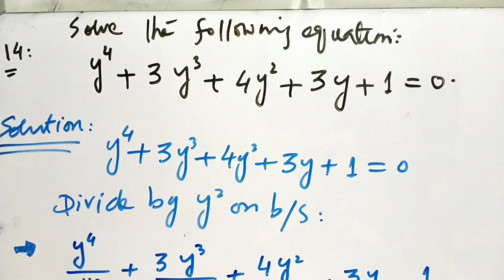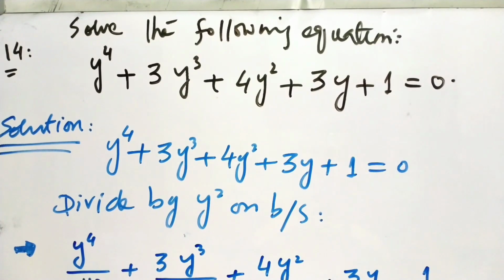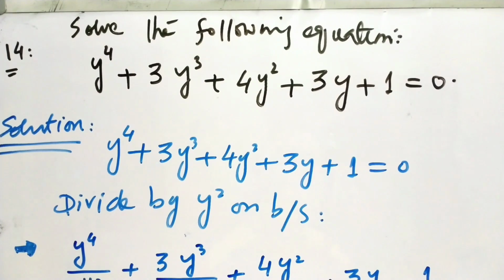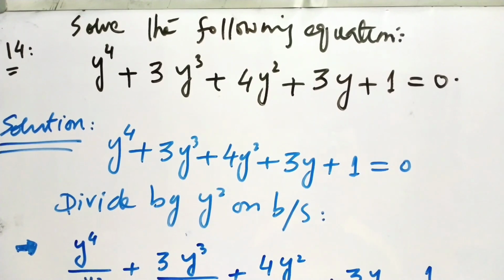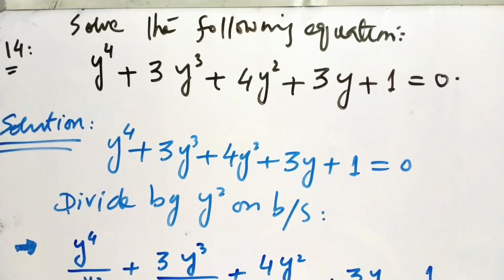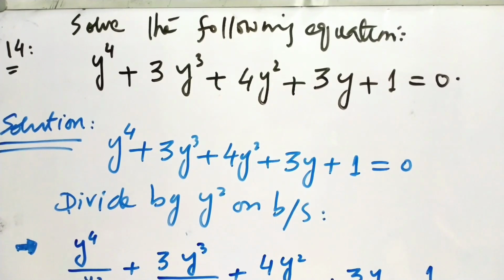Now continuing the quadratic equation, chapter number 3, exercise 3.4. We have question number 14 right now. The new form of the quadratic equation is y power 4 plus 3y cube plus 4y square plus 3y plus 1 equal to 0. We can reduce this form to the quadratic equation.